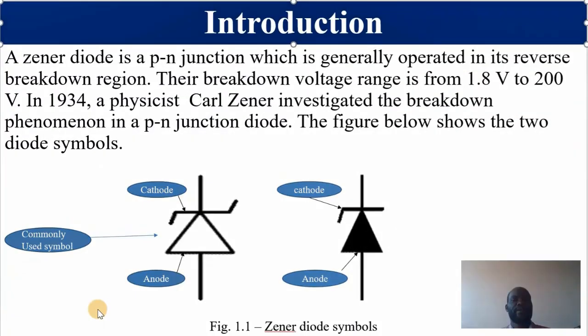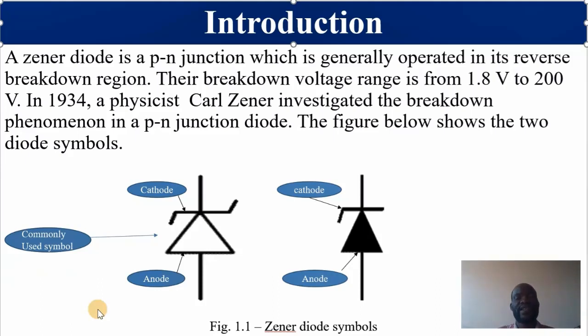As I said, it is a PN junction and is normally or generally operated in its reverse breakdown region, and we are being given the voltage range of most Zener diodes. That's from 1.8 volts to 200 volts. The Zener diode was discovered by a physicist by the name Carl Zener, and he investigated the breakdown phenomenon in a PN junction diode.